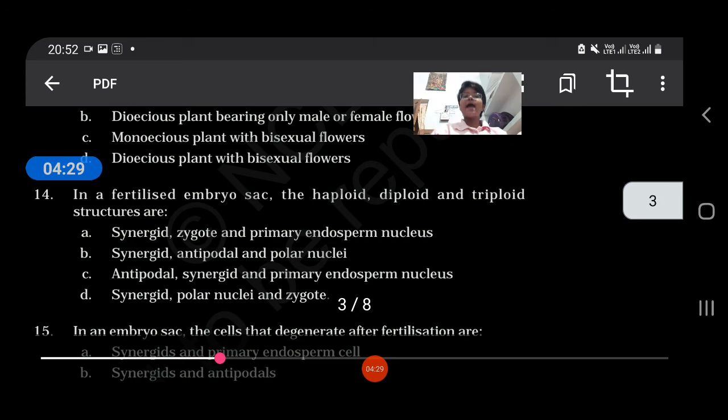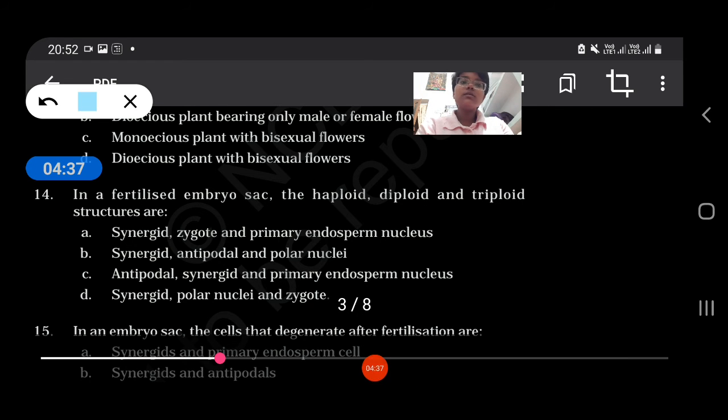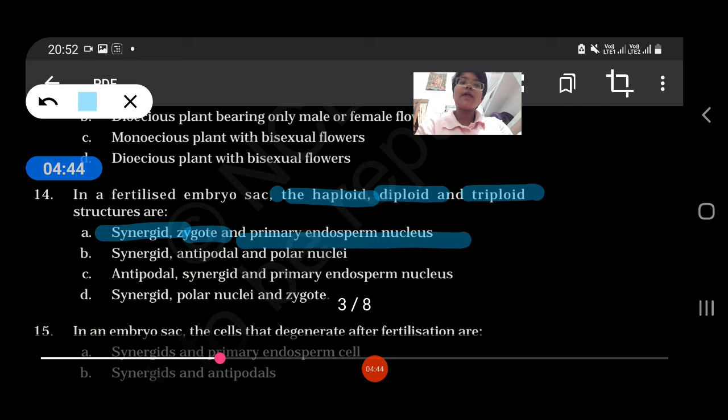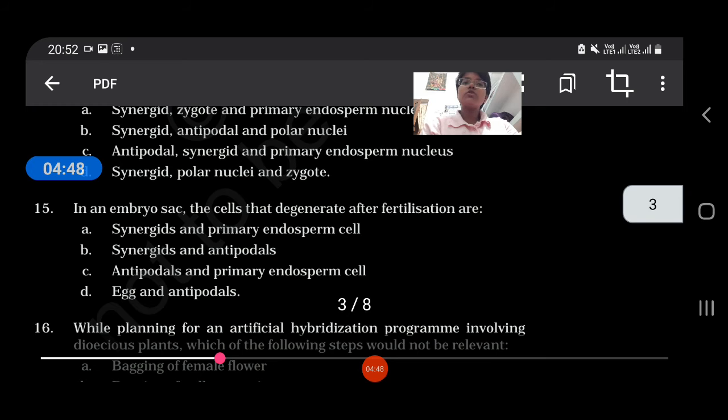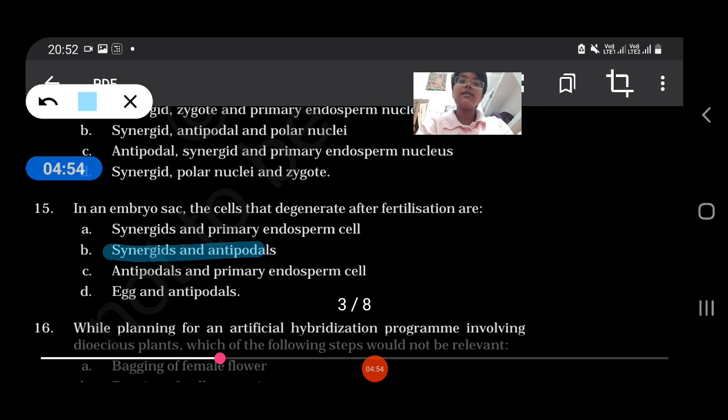In a fertilized embryo sac, the haploid, diploid and triploid structures are: haploid is the synergid, diploid is the zygote and triploid is primary endosperm nucleus. Okay. In an embryo sac, the cells that degenerate after fertilization are synergids and antipodals.